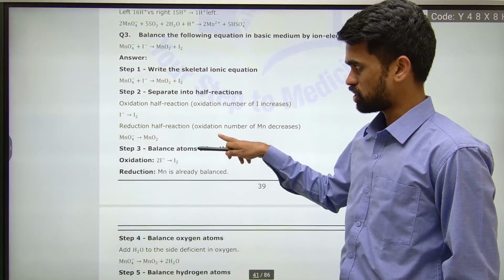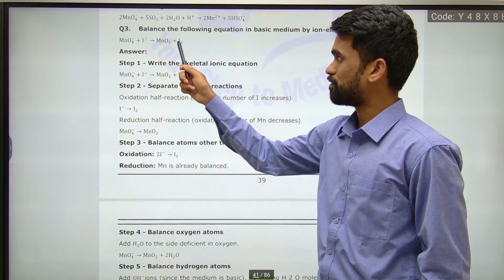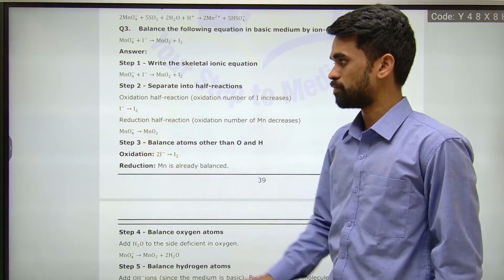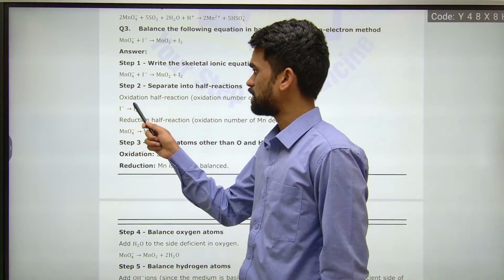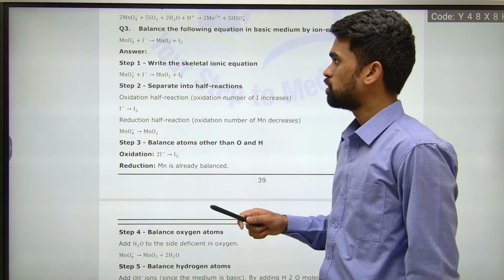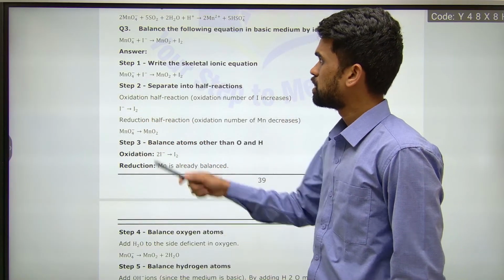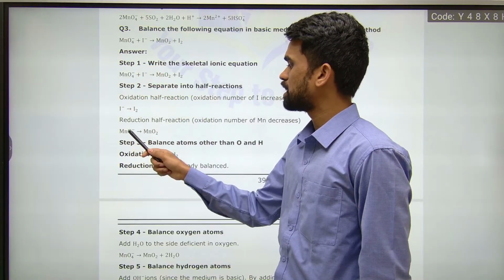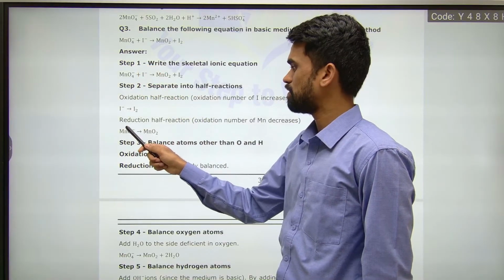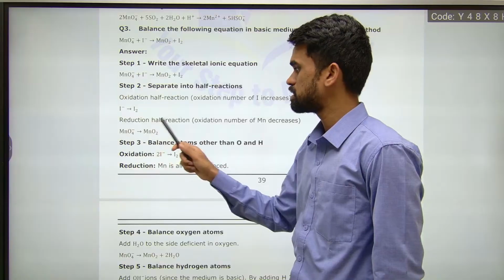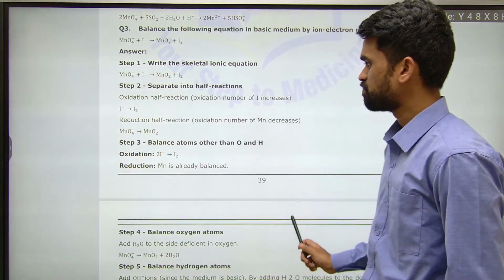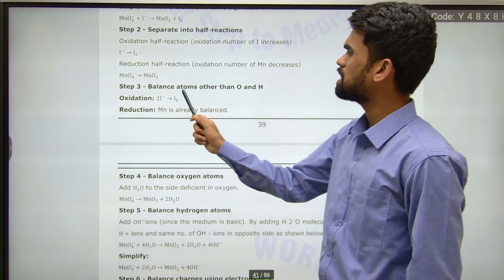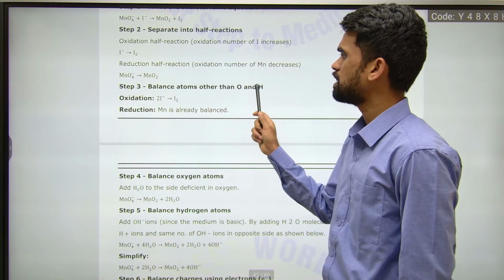First write the oxidation half. See, I minus is converting into I2. Yes, this is oxidation. Minus 1 charge is converting into 0, so oxidation. Now what about the reduction half reaction? MnO4 minus converting into MnO2. Plus 7 is converting into plus 4. So this is a reduction half, right? Yes, that's it. Next, balance the atoms other than oxygen and hydrogen.